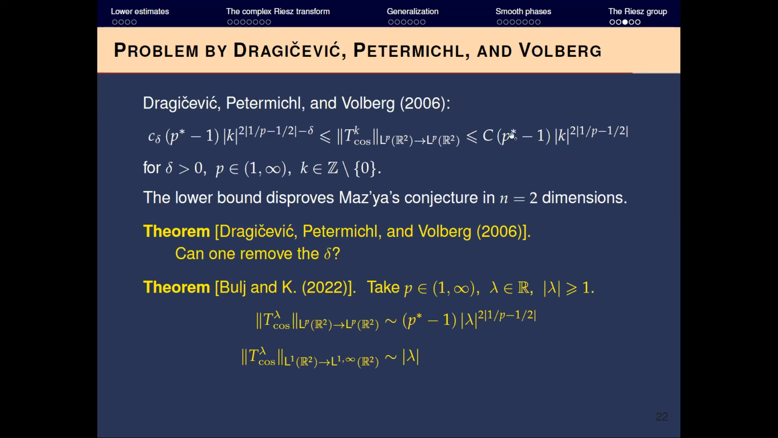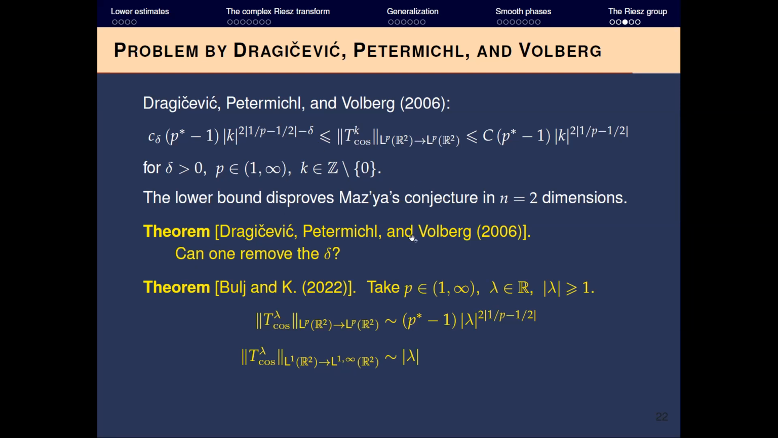And they were able to prove the same optimal upper bound, but for the lower bound, they miss by a delta power of k. Right, so instead of having this sharp exponent, they have the exponent minus delta, and then of course the constant also blows up as delta approaches 0. But already this lower bound that they prove in their paper disproves Maz'ya's conjecture in 2 dimensions, right? Because Maz'ya's conjecture had 1 here in 2 dimensions. If you take delta appropriately small, you beat this bound and you're done.